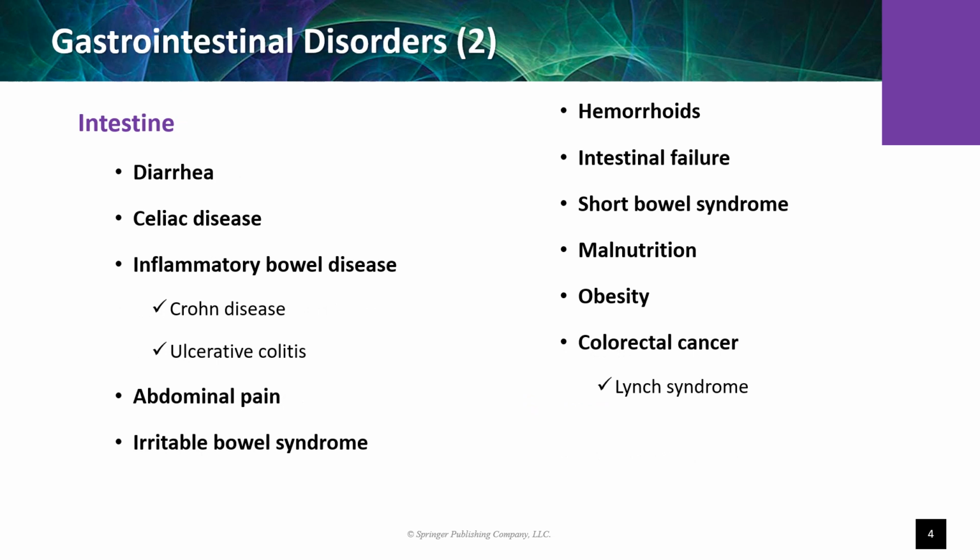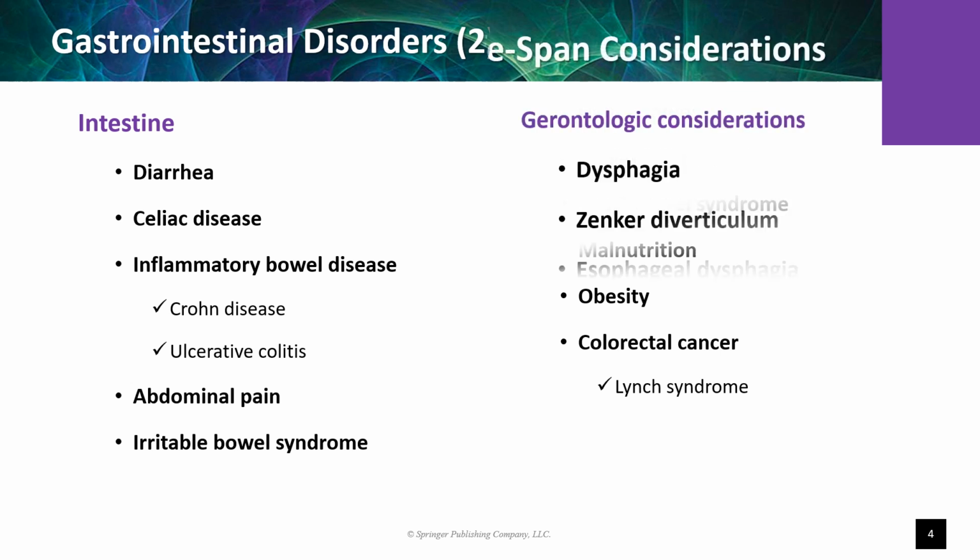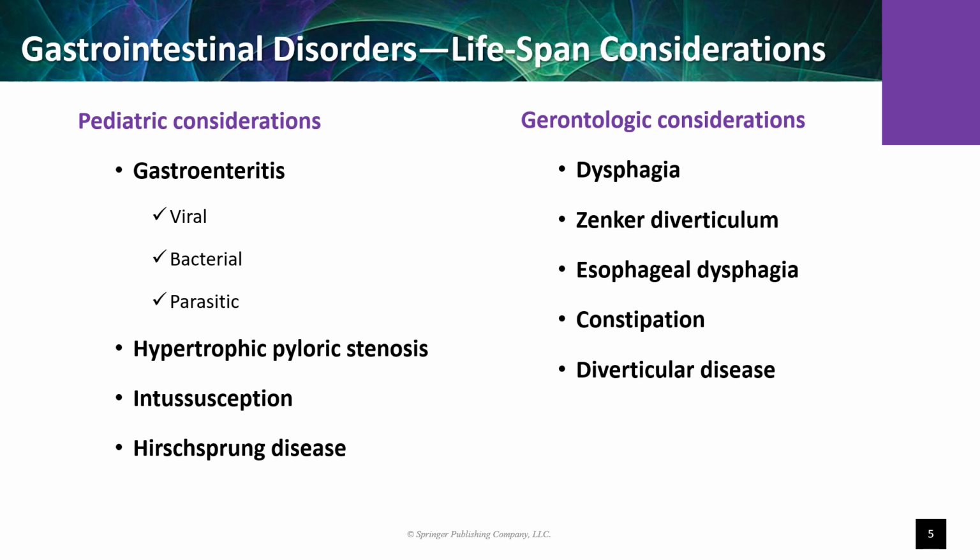Chronic inflammatory bowel diseases such as Crohn's disease and ulcerative colitis cause significant disability, including intestinal failure. Chronic GI disorders also may present with pain, diarrhea, or constipation, as well as other signs and symptoms of malabsorption and critical nutrient deficiencies. These are various GI disorders for the pediatric individual and the gerontologic individual.